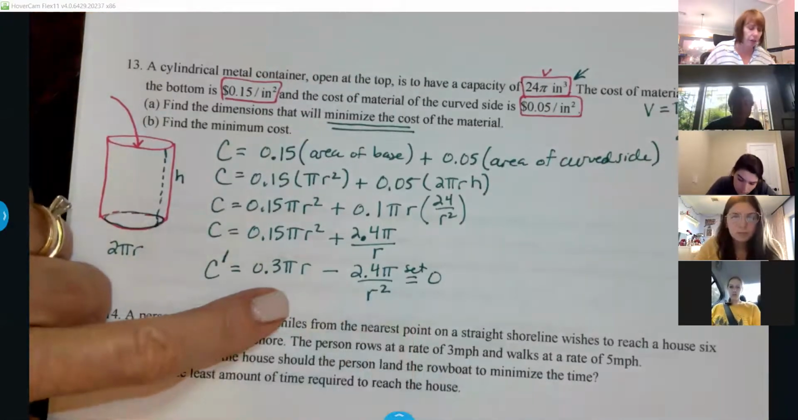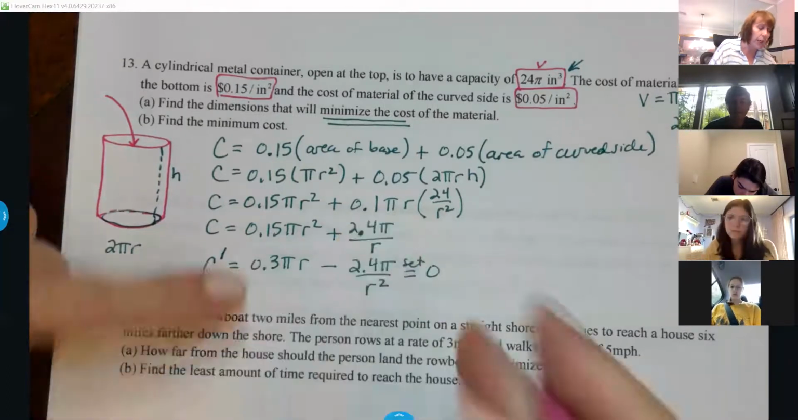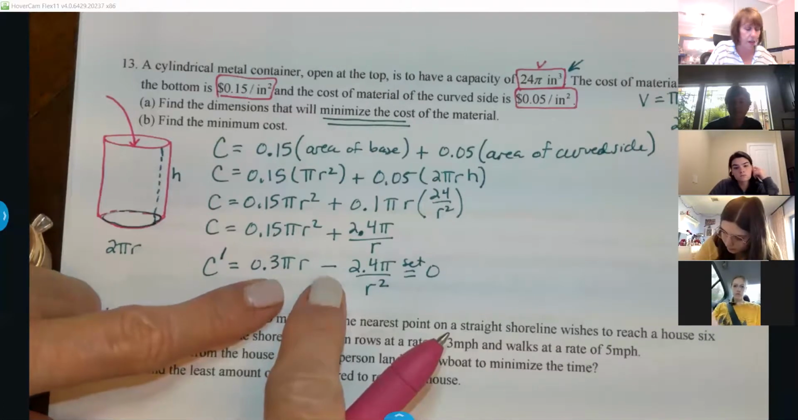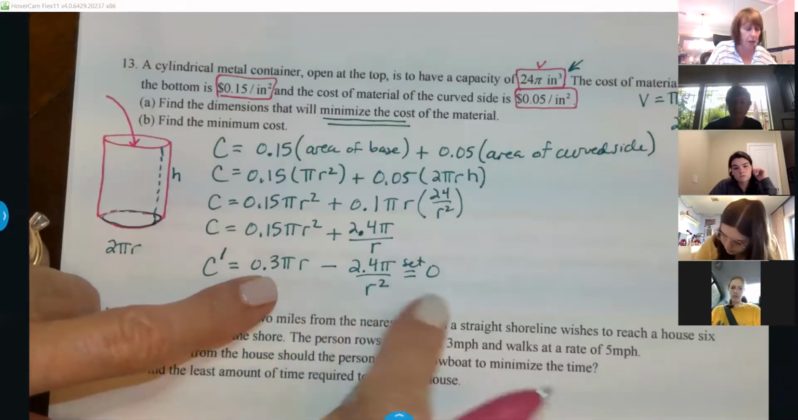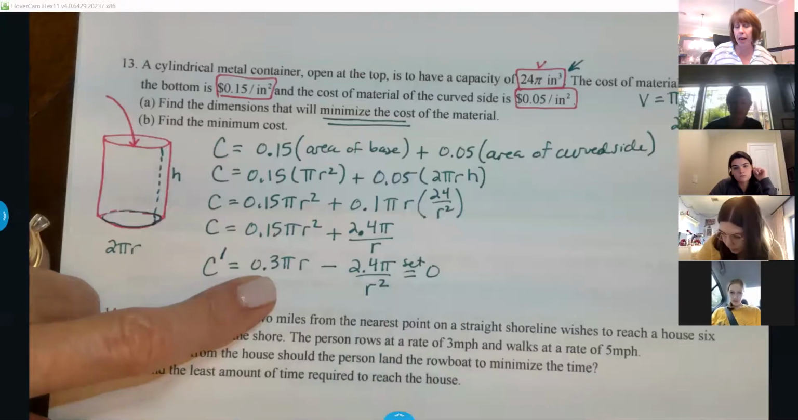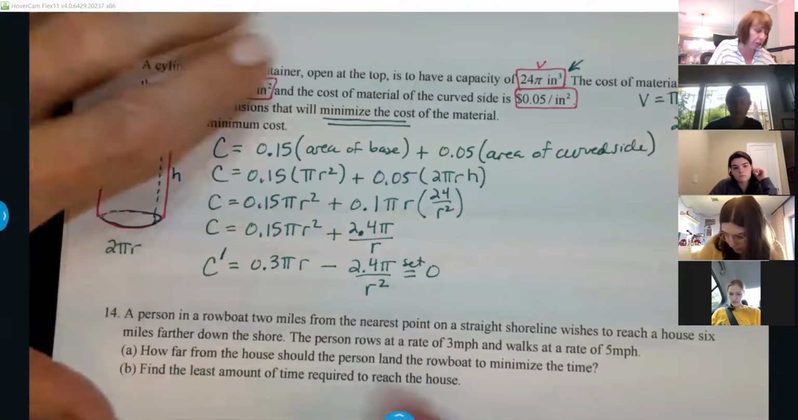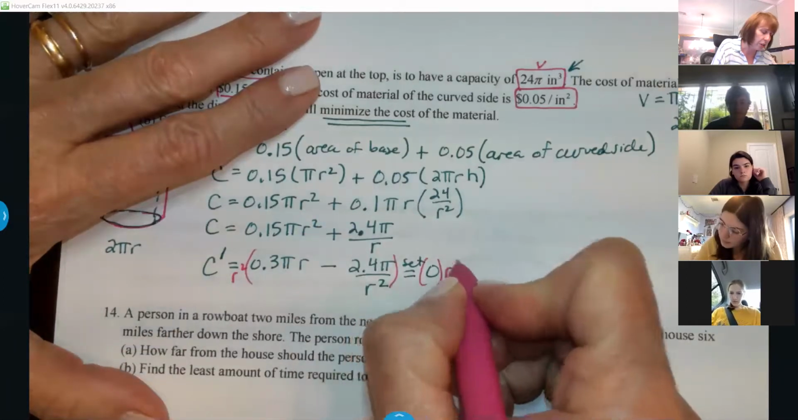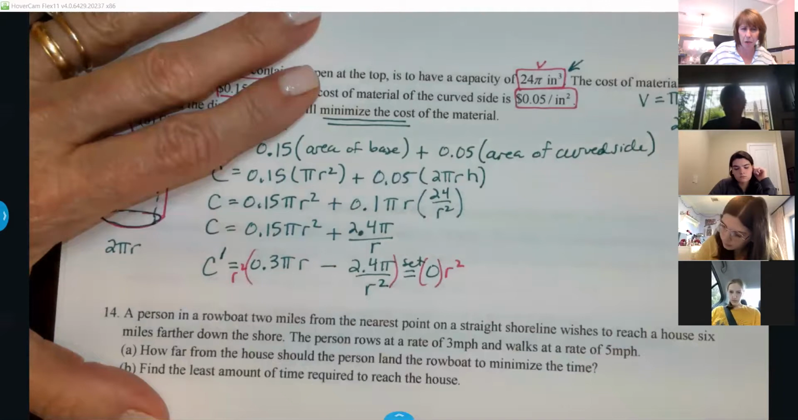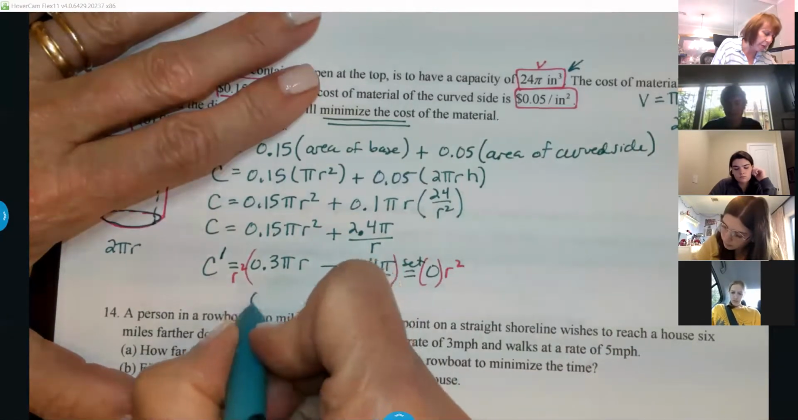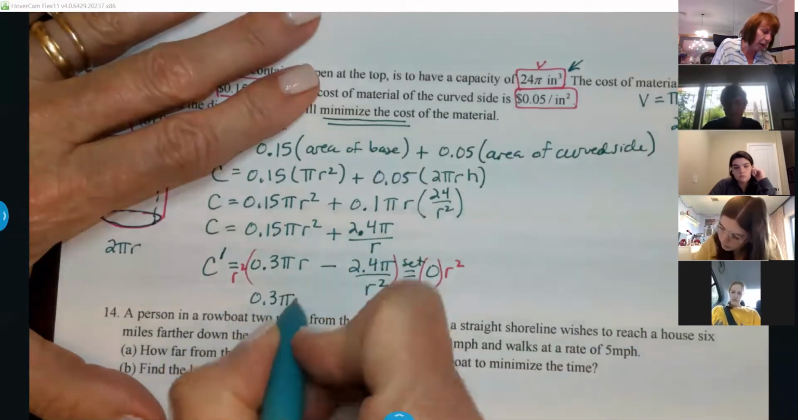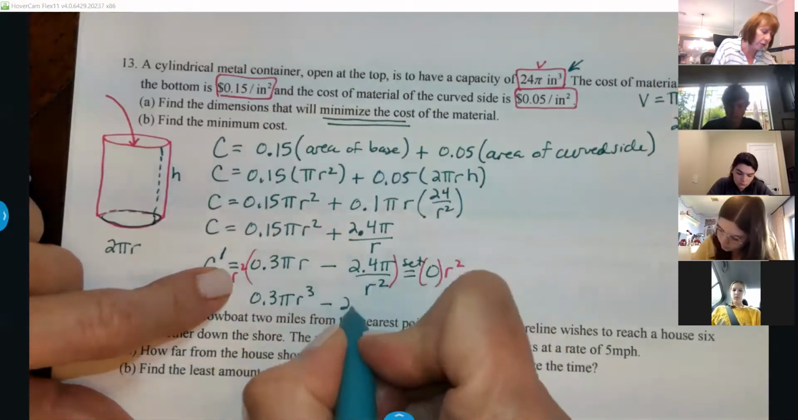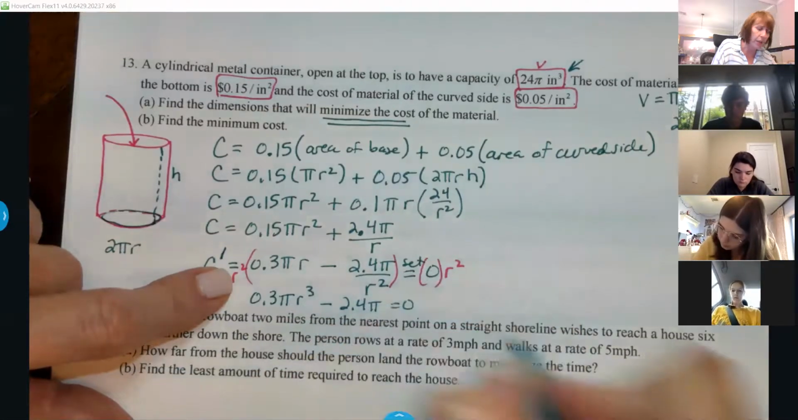And now we have to solve this for r. So it's a rational equation. This was our one calculus step. Now the rest is going to be algebra. So I'm solving this rational equation. Think back to all the times you solved a rational equation. We're going to multiply both sides by r squared, which is legal. So I'm multiplying both sides by r squared, and I'm going to have 0.3 pi r cubed minus, and then these r squareds will cancel, 2.4 pi is equal to 0.